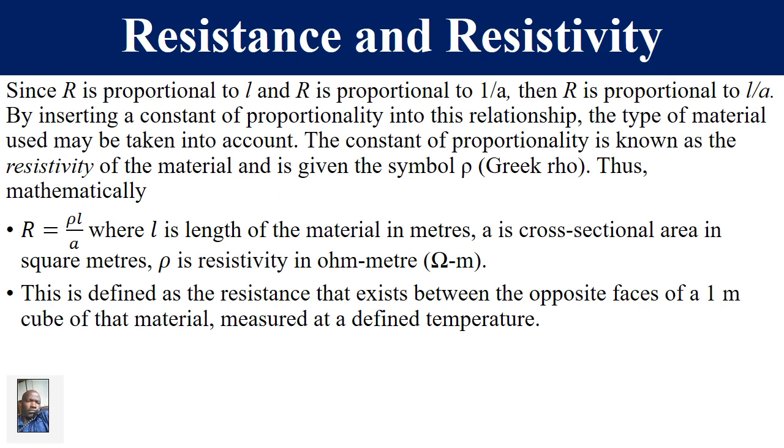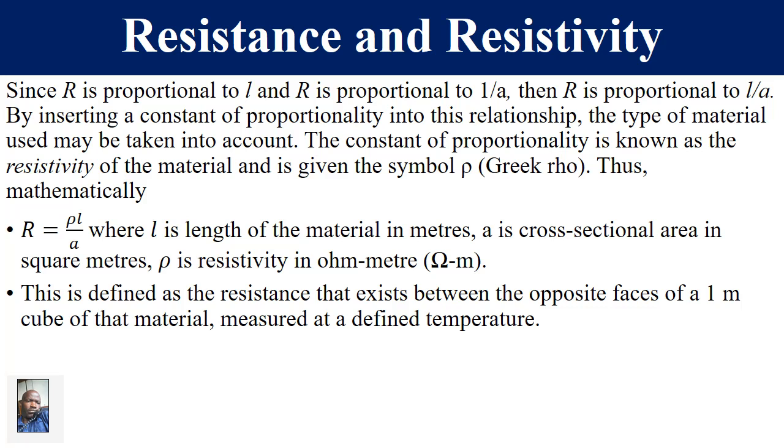More on resistance and resistivity. We now want to state a mathematical expression to show the relationship between the resistance, length of wire, cross-sectional area, and the material. And we are saying we are now going to have the constant of proportionality, and that constant of proportionality is what we call the resistivity of the material, and its symbol is rho, which is a Greek letter. Hence, we can safely say resistance of a material is equal to rho L over A, where L is the length of the conductor, A is the cross-sectional area, and rho is the resistivity in ohm meters.